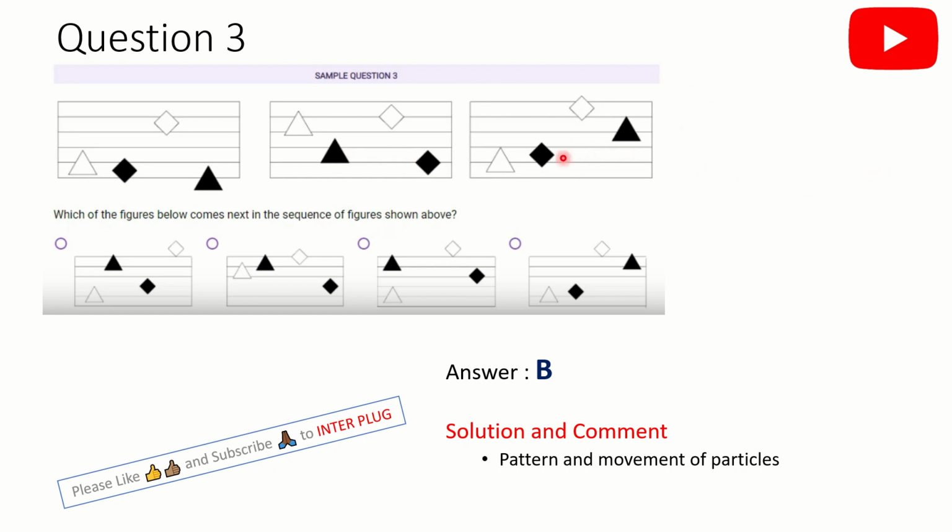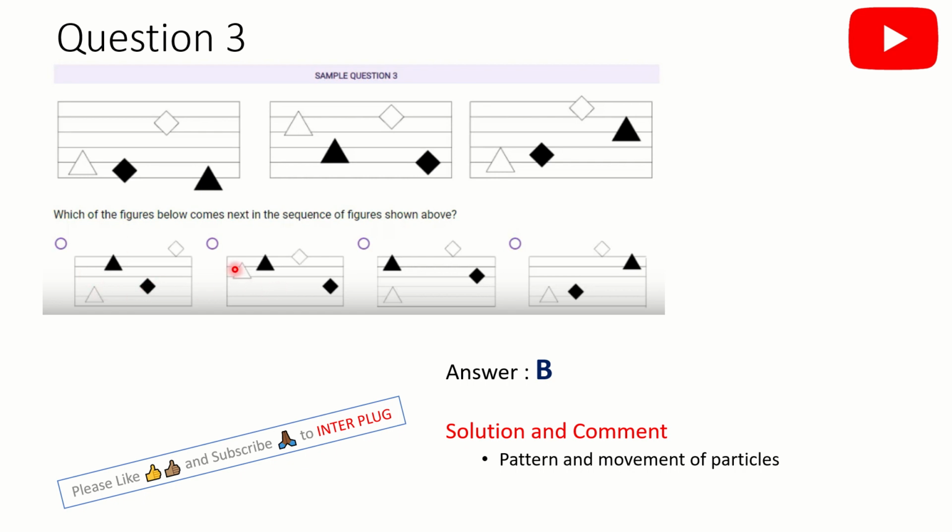Therefore, in the next one, they should switch. So we should be expecting to have the white triangle here, the black one here, and then the white should be on this column. But we instead have the black here, so it cannot be A.